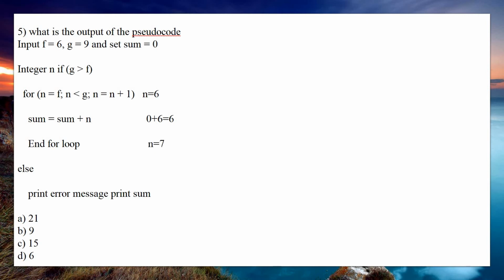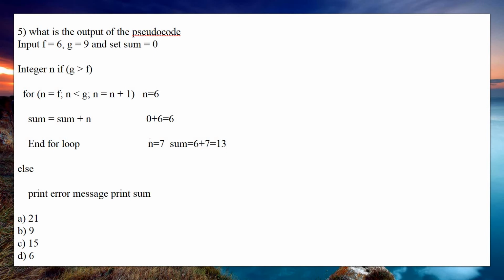Again sum is equal to sum plus n. Sum is 6, so sum is equal to 6 plus n. What is 6 plus 7? 6 plus 7 is 13. Again you are going to check the condition, n equal to f. So f is 6 itself, so n is 6. Here we have n equal to 7 and sum equal to 6 plus 7, that will be 13.